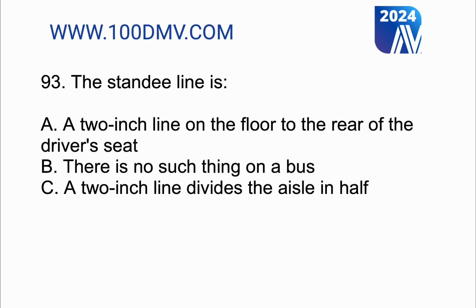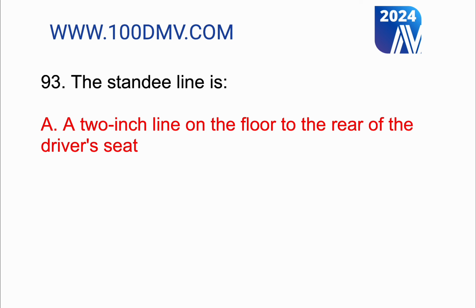93. The standee line is: A. A 2-inch line on the floor to the rear of the driver's seat. B. There is no such thing on a bus. C. A 2-inch line divides the aisle in half. The correct answer is A. A 2-inch line on the floor to the rear of the driver's seat is known as the standee line.